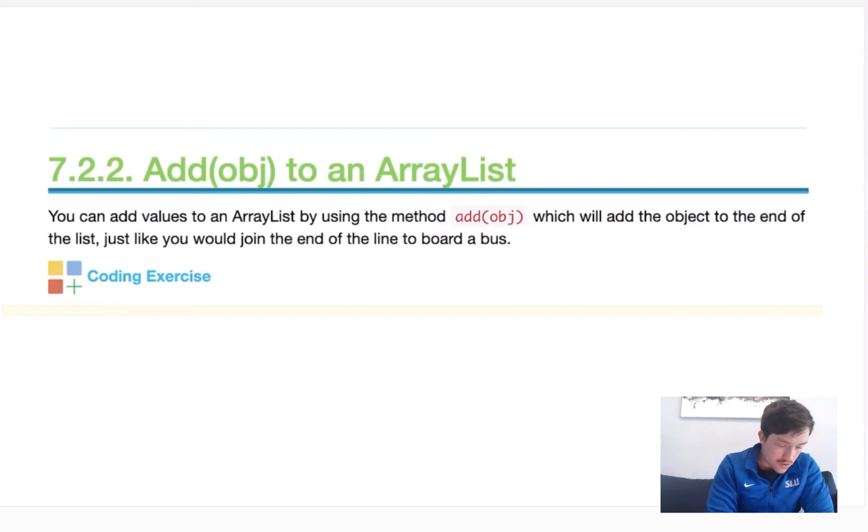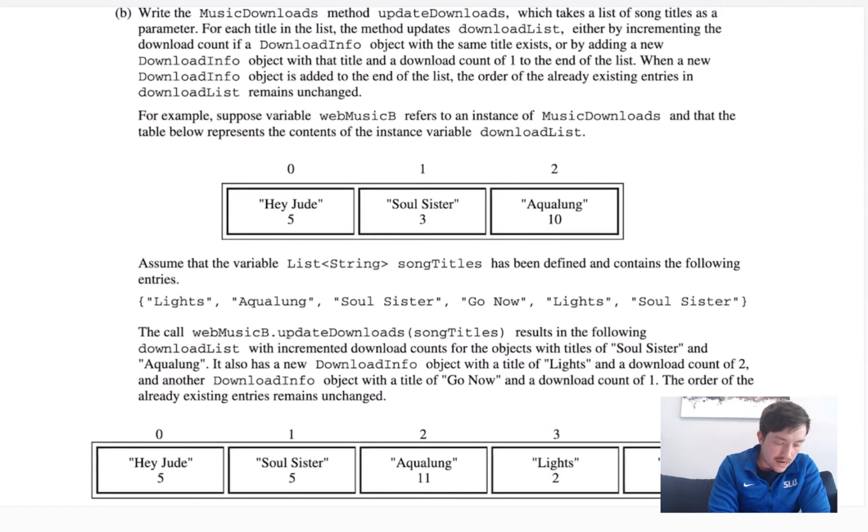Where they show you if they run updateDownloads here, it results in the following download list with incremented download counts for the objects with title Soul Sister and Aqualung. And then in this case, it also has a new object with title Lights and a download count of 2, and another DownloadInfo object with the title of Go Now with a download count of 1. Everything else remained unchanged.